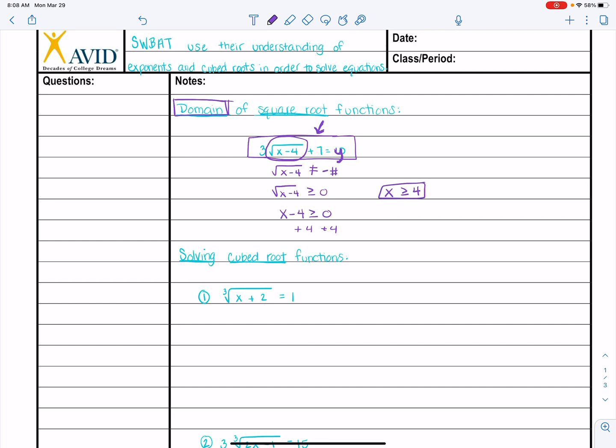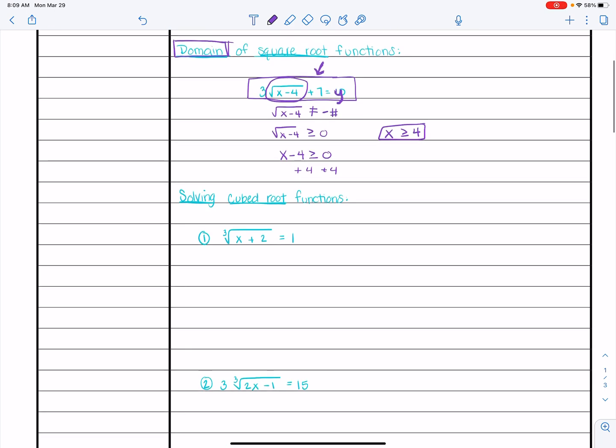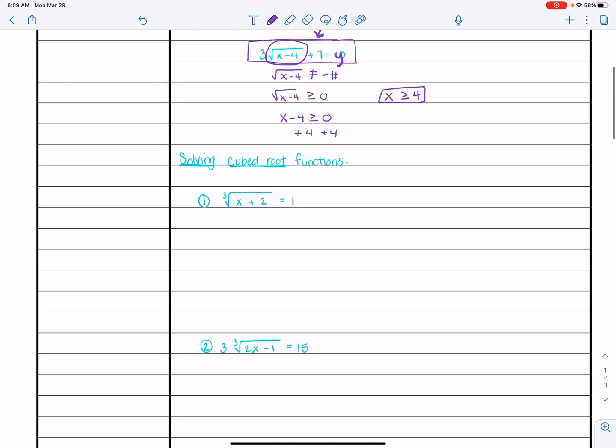Now, cubed roots are different. With cubed roots, you can have negative numbers, because when you have a square root, you're just taking two numbers and multiplying them together. It's impossible to multiply two of the same number and end up with something negative. But with cubed roots, you can multiply 3 of the same number and get a negative. So it's a little different. We don't really care about negatives or positives when we do cubed roots. But we're going to use the same idea as before.